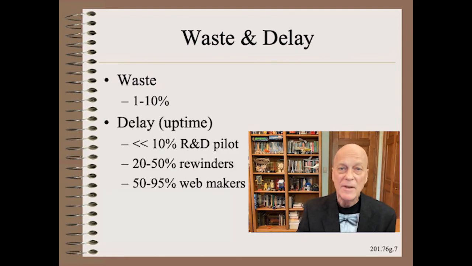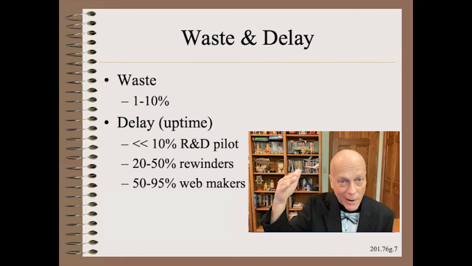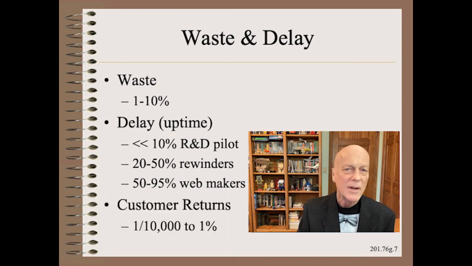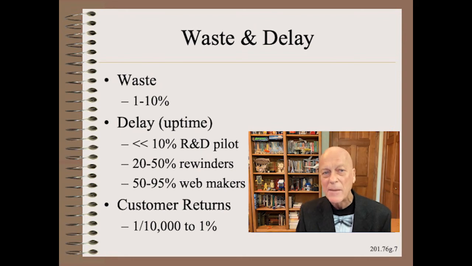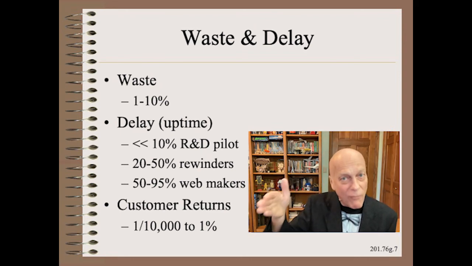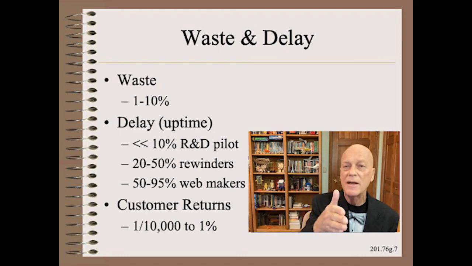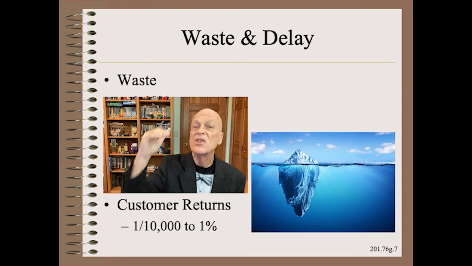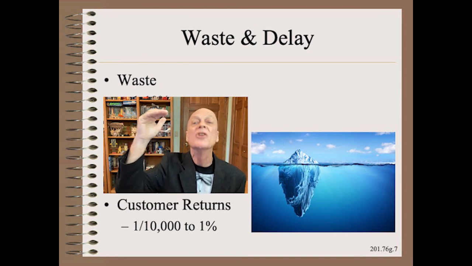Delay, or uptime as I've shown here, varies enormously. R&D pilot lines have very, very, very low productivities. Some, if not most, rewinders spend more time stopped than running. Web makers do a bit better. Finally, customer complaints or returns can vary from perhaps 1/100th of 1% to a few percent. Bear in mind that complaints are more frequent than claims, and that the hidden costs of dissatisfaction are much, much higher still.